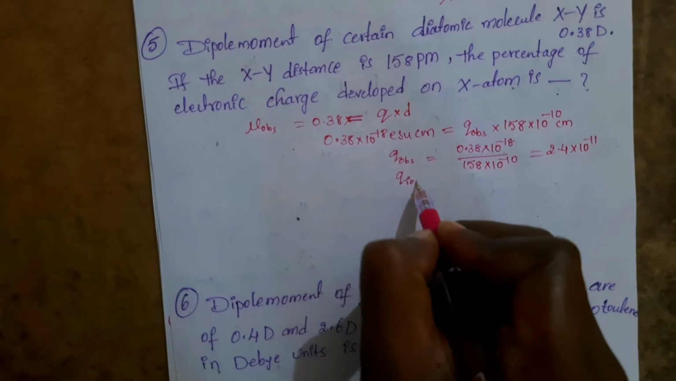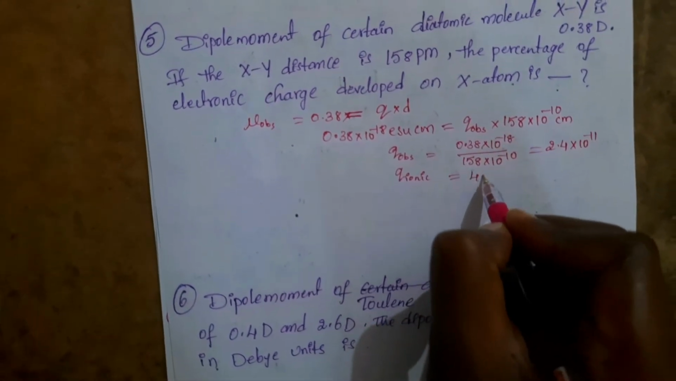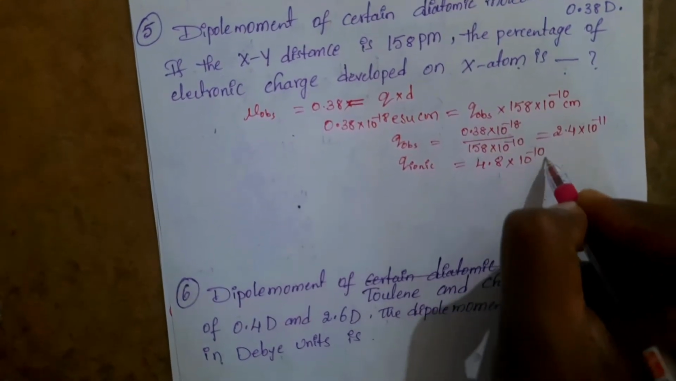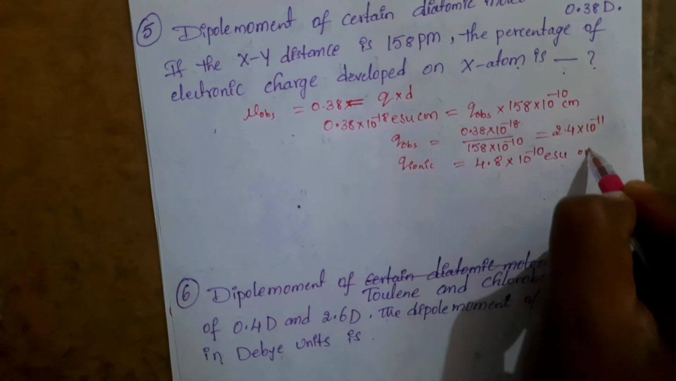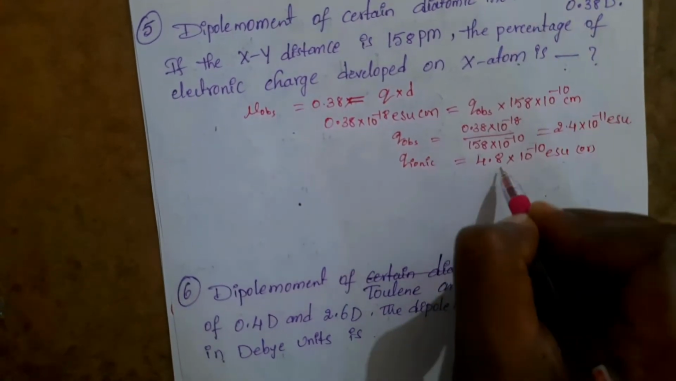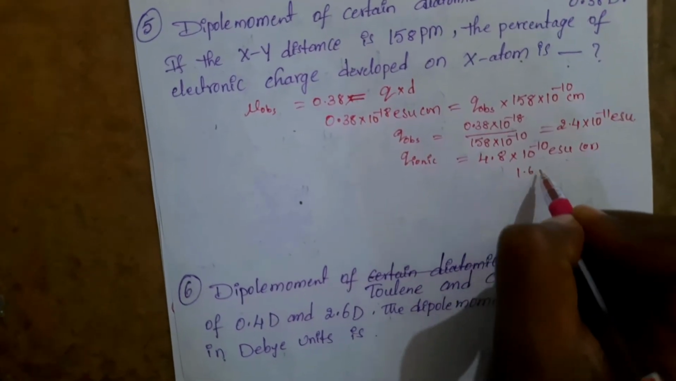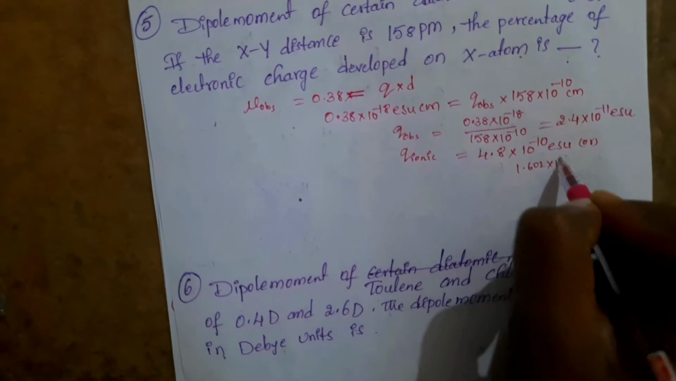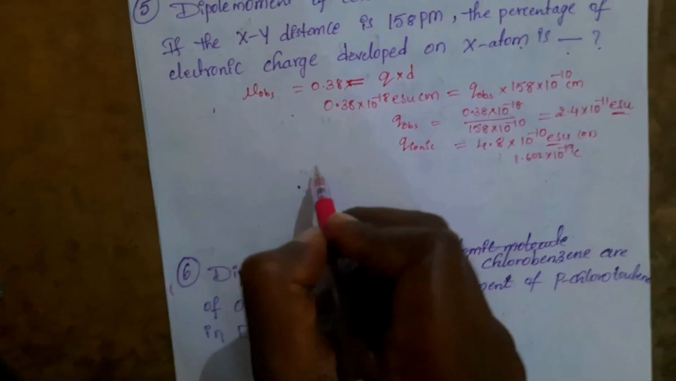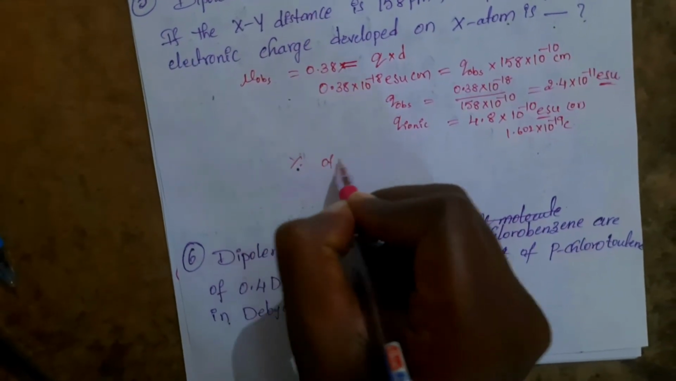What is the ionic charge actually? If it is minus 1, then its actual charge is 4.8 into 10 power minus 10 ESU, electrostatic units. If you are taking observed charge in terms of ESU, then you take this. If you are using coulomb meter, you have to take 1.602 into 10 power minus 19 coulomb. Here ESU is there, for that reason I am taking this. What they are asking? Percentage of electronic charge.